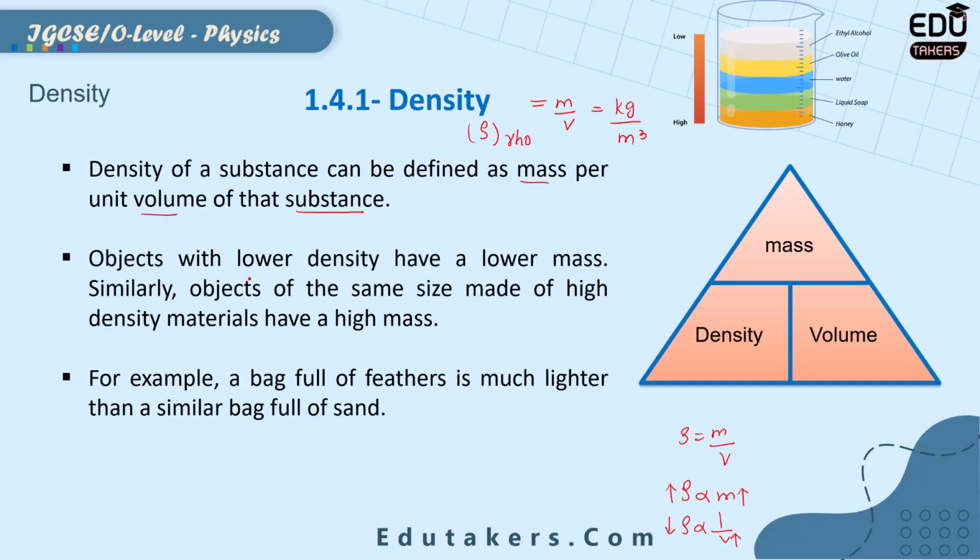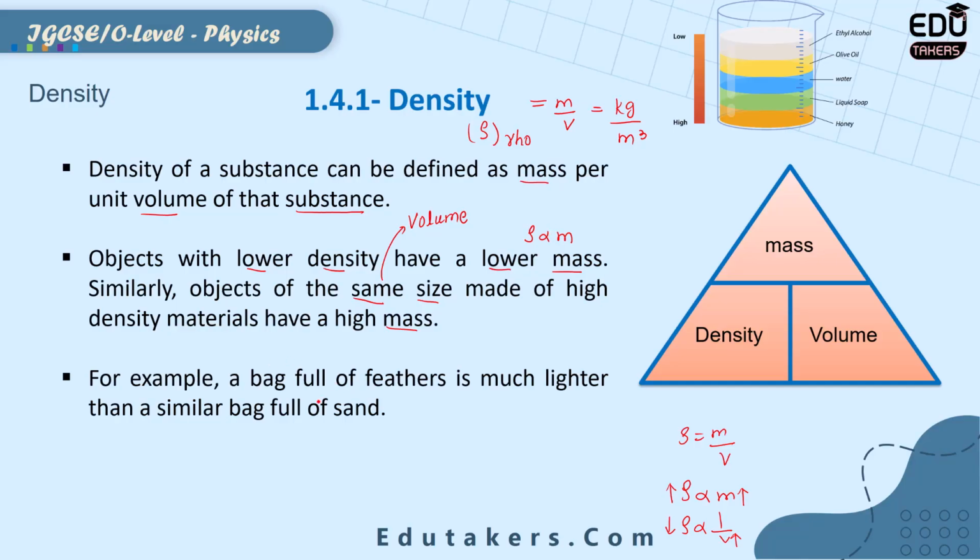It's given here, the object with lower density has a lower mass. Lower density means lower mass because density is directly proportional to the mass. Similarly, objects of the same size made of high density material have a high mass. Same size means that the volume should be same. When the volume is same, high density means higher mass. The same relation holds here, that density is directly proportional to the mass.